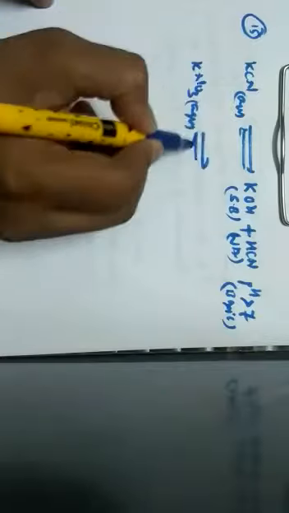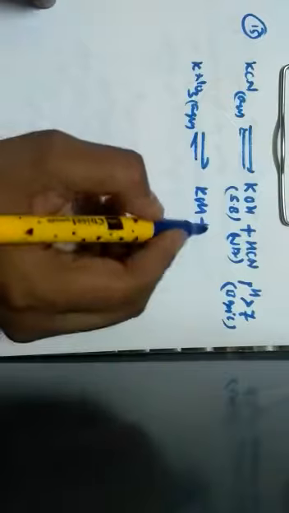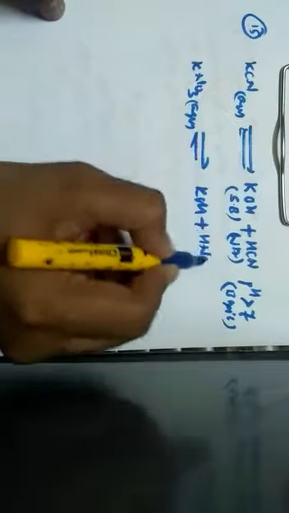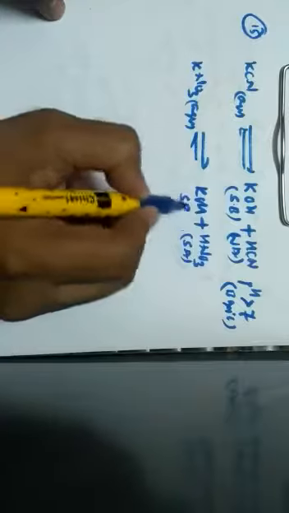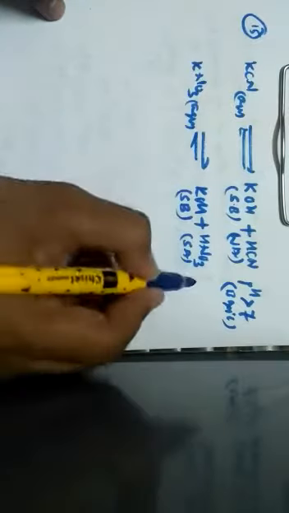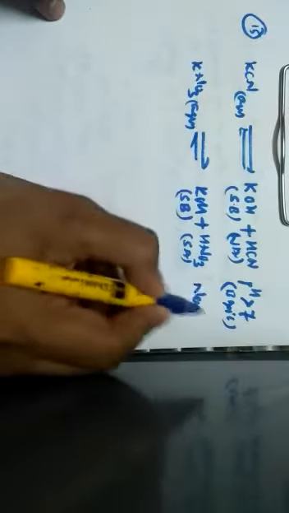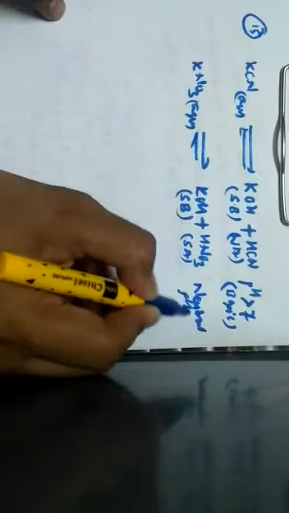Next, the second option is KNO3. When KNO3 is mixed with water, in the aqueous phase, it gives rise to KOH. Along with KOH, it gives rise to HNO3, where this HNO3 is a strong acid and KOH is a strong base. When the reaction takes place between a strong acid and a strong base, the resulting solution will be neutral, that is, pH is equal to 7.